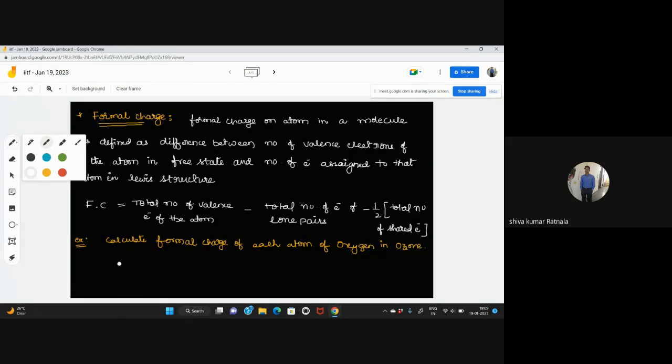So, how will we write the ozone Lewis dot structure? Sir, one doubt, sir. Why did we write minus 1 by 2 in the formula? It is minus half into total number of electrons.